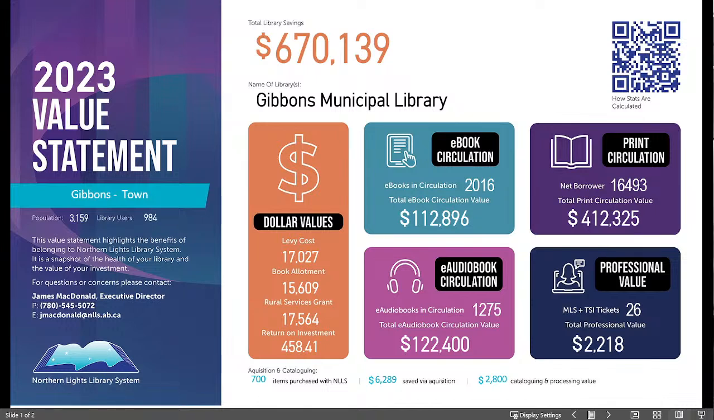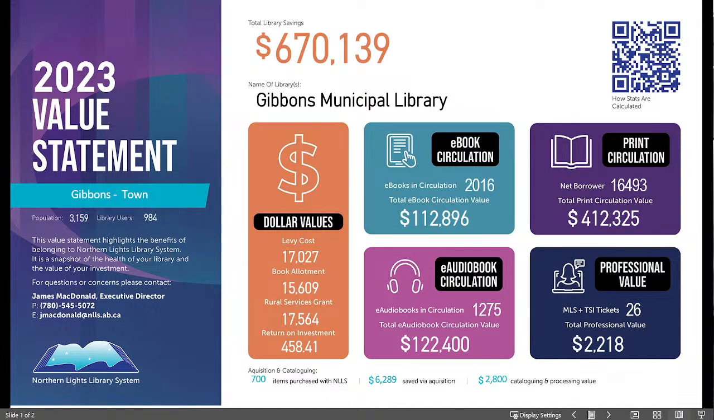You also, because Sturgeon County is, I might be in the wrong county here. It's Sturgeon County, right? Yes. Because Sturgeon County is a member, you get a rural services grant. That changes from year to year based on the statistics, et cetera. But this last year it was $17,564.